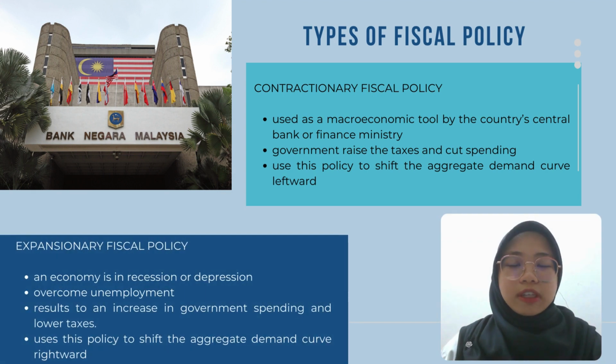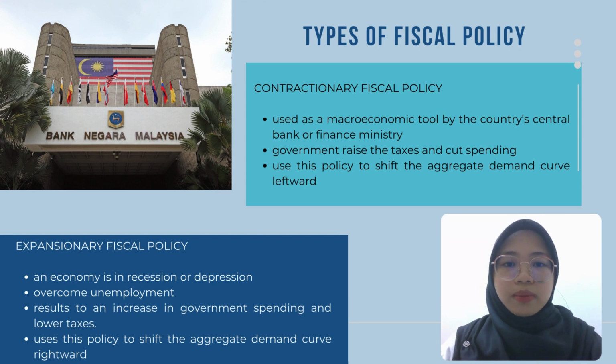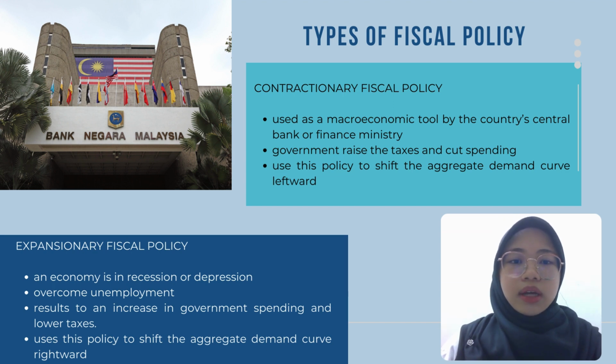Next, we move to types of fiscal policy. The first type of fiscal policy is contractionary. Contractionary fiscal policy is used as a macroeconomic tool by the country's central bank or finance ministry in order to slow down the economy. It can also be applied to bring an economy down to a more sustainable level when its growth is causing inflation on a large scale. Therefore, the government may need to raise taxes and cut spending in order to close the inflationary gap. Indirectly, the aggregate demand curve will shift leftward as an effort to stop demand-pull inflation.